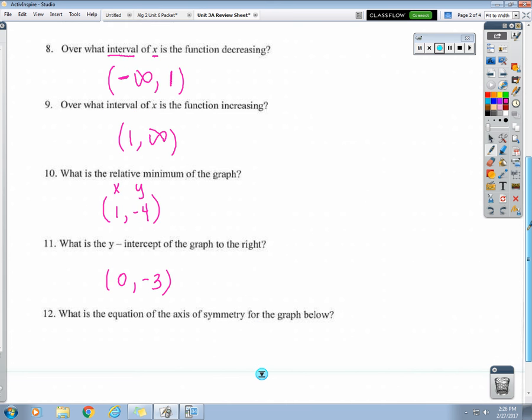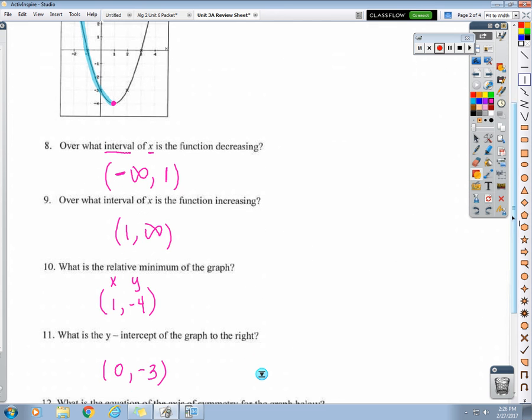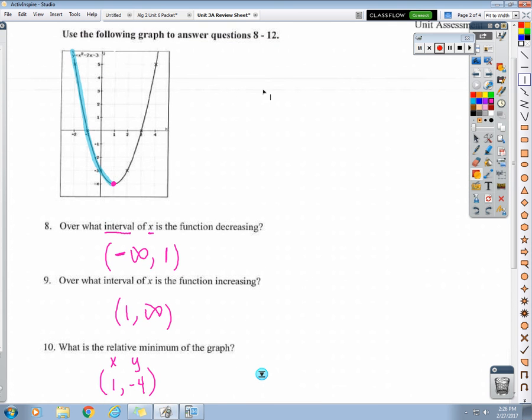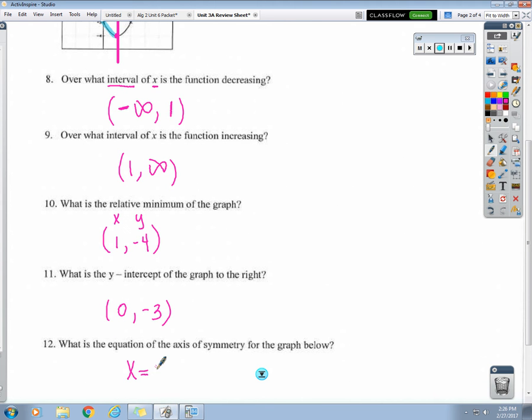What is the equation of the axis of symmetry for the graph below? Where would you need to draw a line to cut that parabola into 2 equal parts? Guys, it's not a point. I don't need 2 numbers. X equals 1. You'd have to draw a line through the x-axis at 1, and that equation is x equals 1. Okay, it says equation, so you should never answer that with a point. An equation is like x equals or y equals. Well, since it's a vertical line, it's x equals, and it crosses through at 1. Okay, any questions?